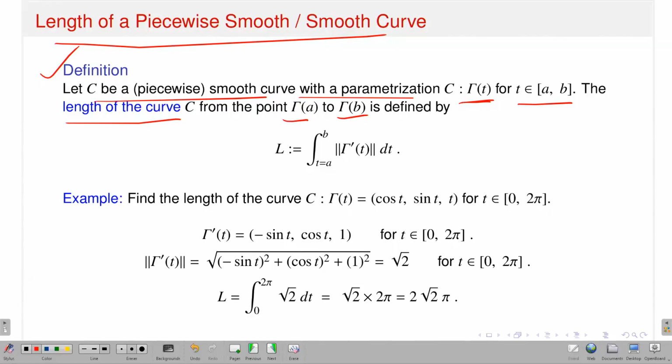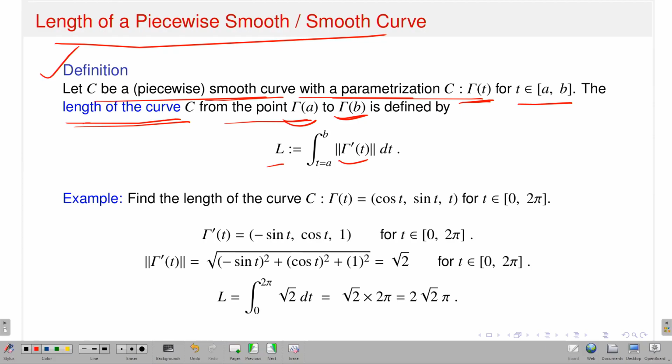So, that length of this curve is exactly what I have written. Let C be a piecewise smooth curve with parameterization gamma. The length of the curve C from the point gamma A to gamma B, because in the space Rn it is a map from the closed interval AB to Rn, is given by this formula: the integral of the norm of gamma prime t, from A to B.